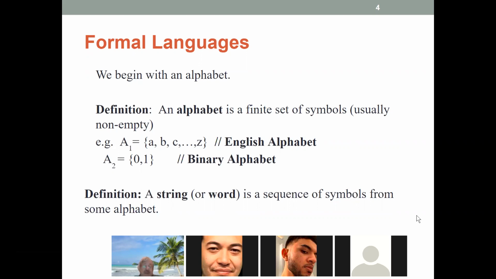So alphabet. An alphabet is a finite set of symbols, usually non-empty. Yeah, you could have an empty alphabet. What are you going to do with it? So the capital A1. By the way, these are arbitrary names.